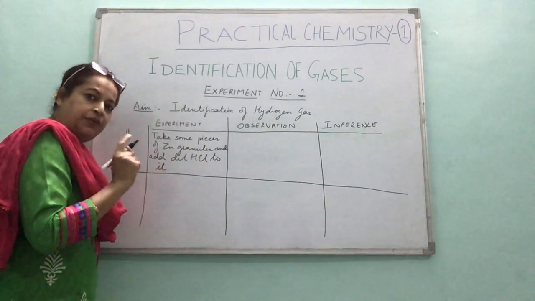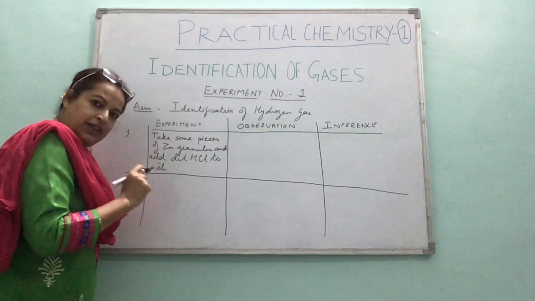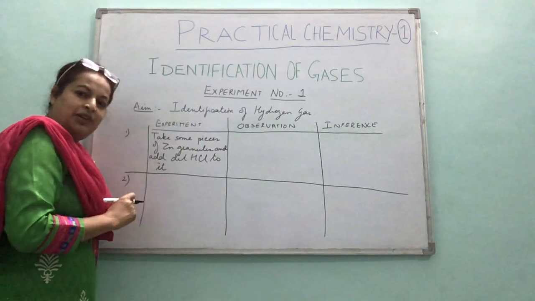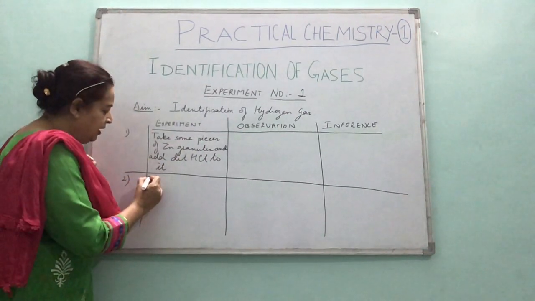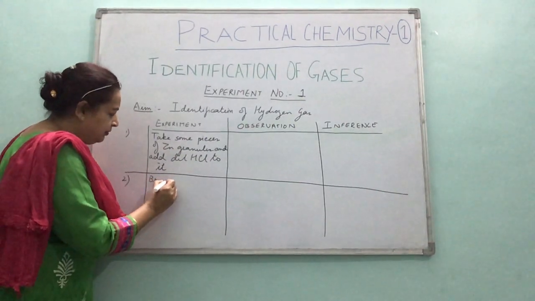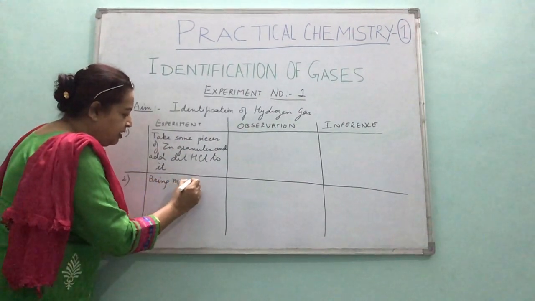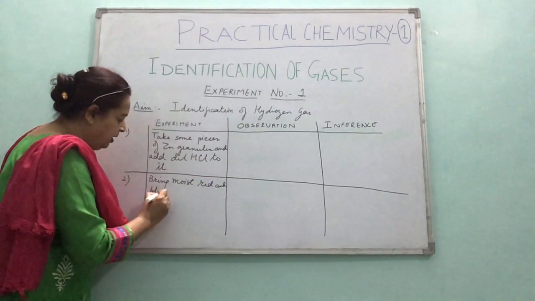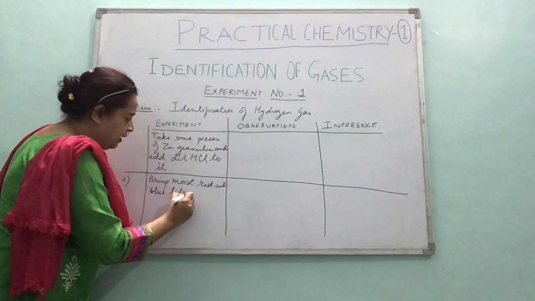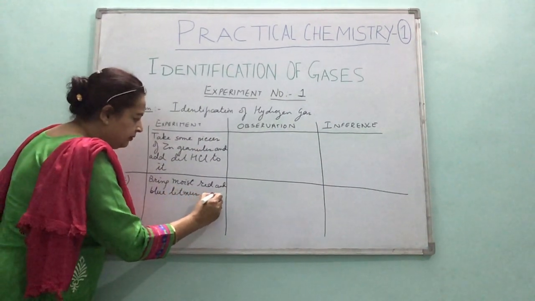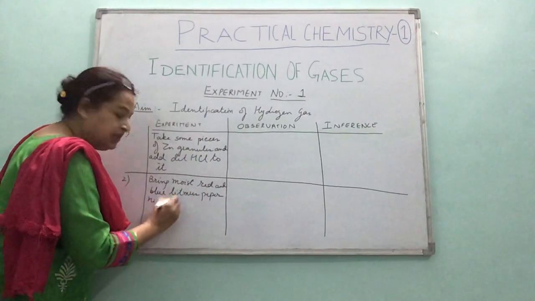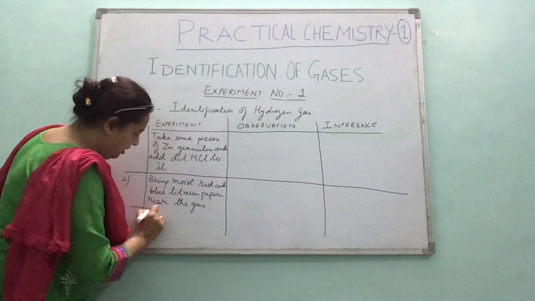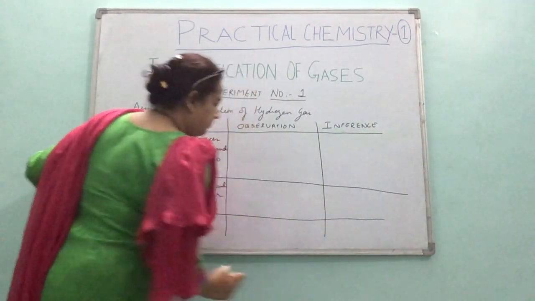Once the gas is formed, we have to test for its nature, that is whether it is acidic or basic. For that we need red and blue litmus paper, and the litmus paper should be moist. The word moist should be written. So we bring moist red and blue litmus paper near the gas, that means near the mouth of the test tube where the gas is evolved. Let's see what changes would be there, and then the inference.